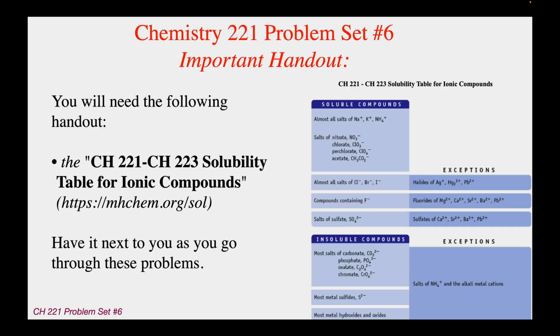For this problem set, you will need the solubility table, which is a handout. You can get it at mhchem.org/SOL. And it will be helpful as you need to determine which compounds are soluble, i.e. you write AQ next to, and which compounds are insoluble, i.e. which ones you write S next to for the states of matter. It'll be pretty important. So if you can have this next to you as well as the periodic table, you should be good to go. Okay, let's get into this problem set.